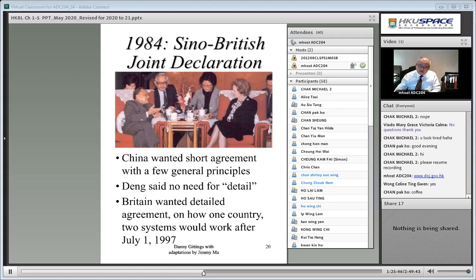The UK, on the other hand, wanted one with detailed agreements, and you can see that a compromise was struck. The main text only contains 8 paragraphs, and the bulk of it is on the elaboration of the basic policy, which formed the annex. That annex is a really long one, just under 10 pages, or around about 10 pages of the text.